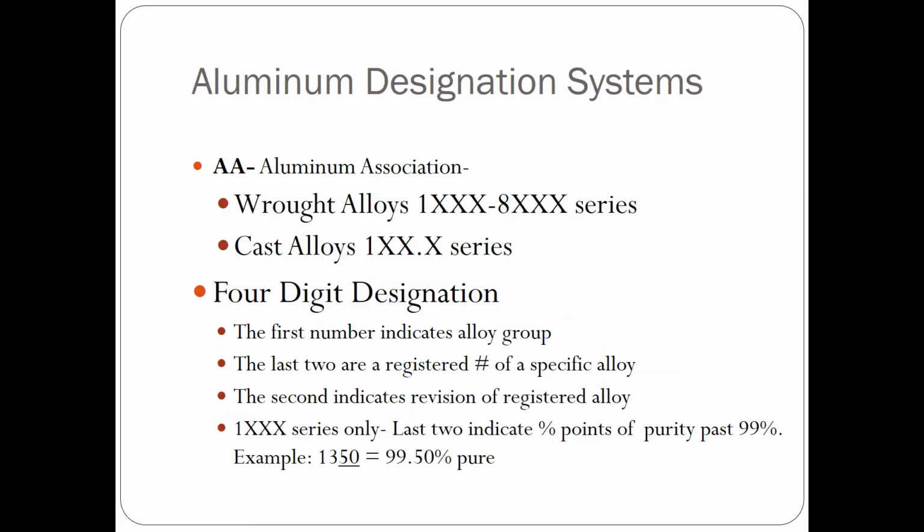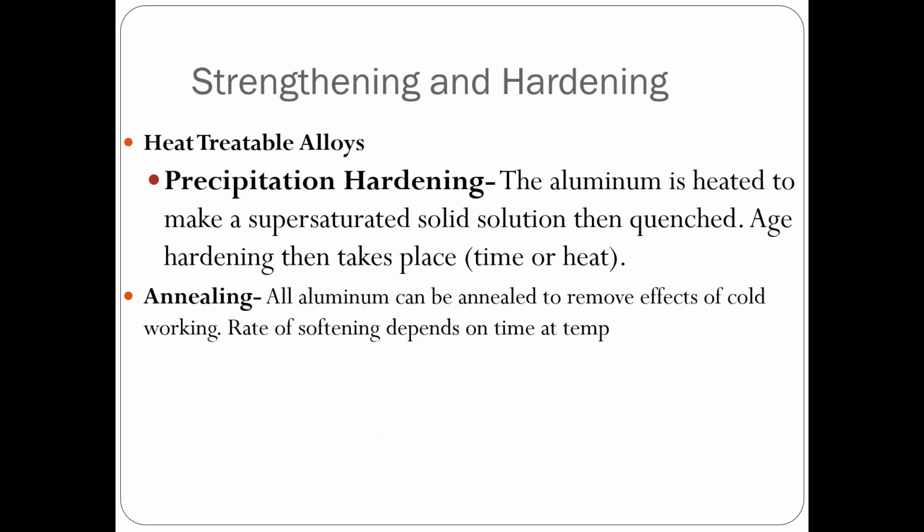Our heat treatables are precipitation hardened, and these are heated in an oven at low temperatures for long periods of time to age harden them. And age hardening can either be done naturally or artificially. We talked about that a little bit. If I can cold work them to make them stronger, I can anneal them. And if I can precipitation harden them to make them stronger, I can anneal them.